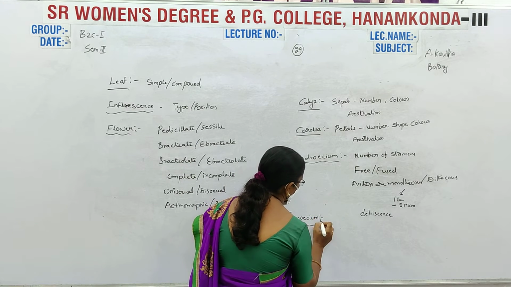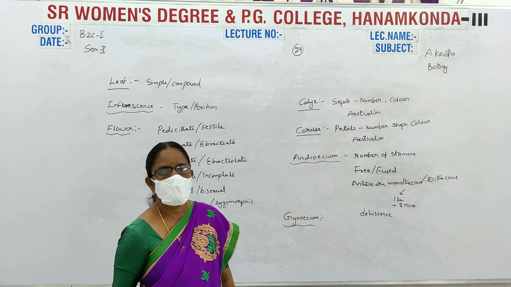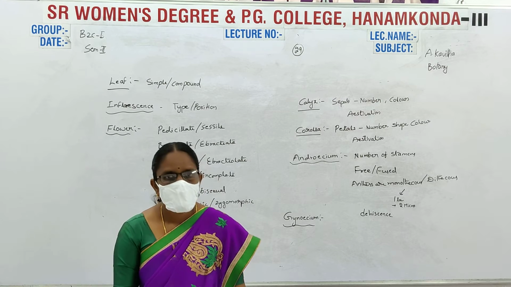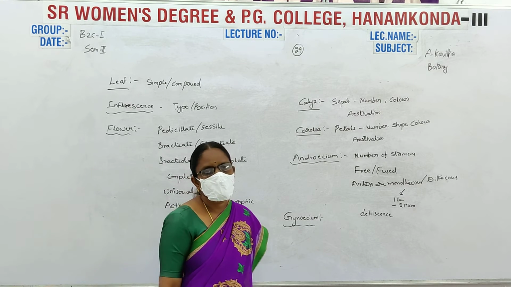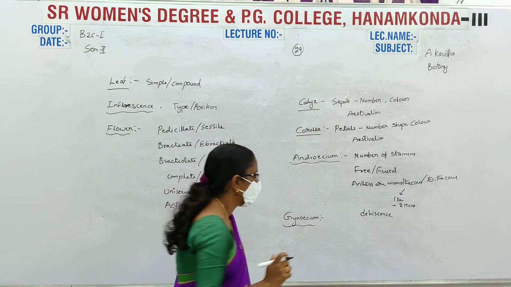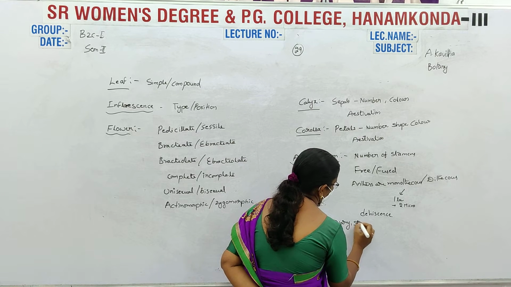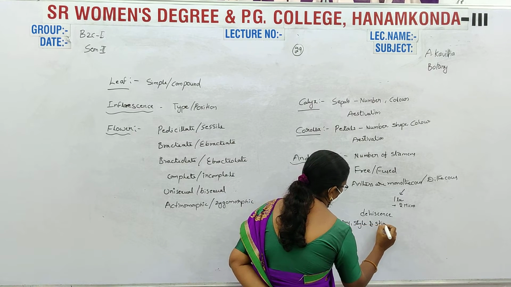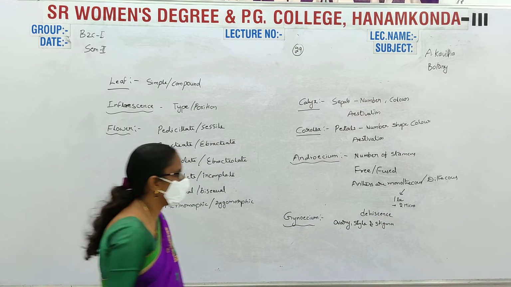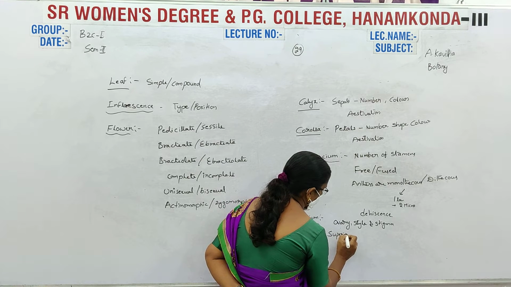Next one, gynoecium. The gynoecium is the female reproductive organ. In the gynoecium, mainly the ovary, style and stigma are present. Ovary, style and stigma. First we write the ovary. The ovary is a superior ovary or an inferior ovary.